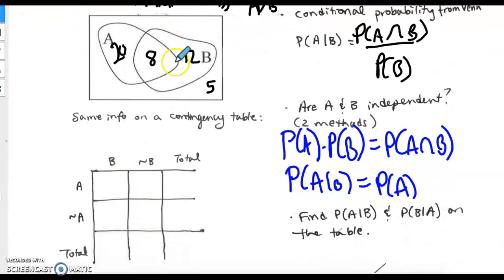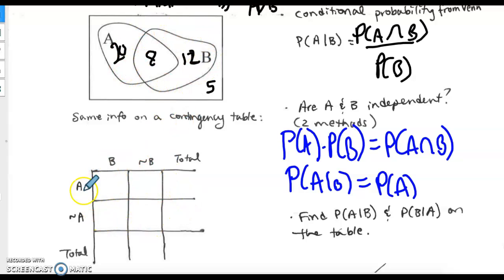So sometimes your data's in a two-way table. Sometimes it's like the problem above about rap music and alternative. And sometimes it's in a Venn diagram, so we've got to be able to handle all of those things at once. So I believe I had 12 here. So this two-way table should match all this information.